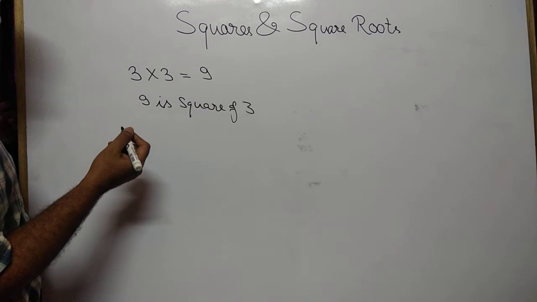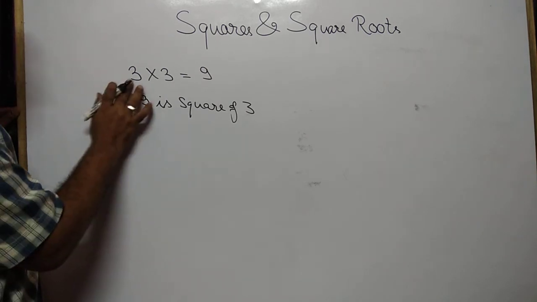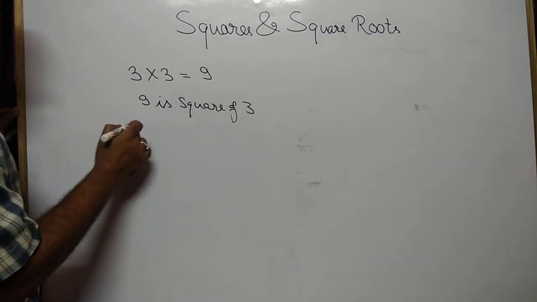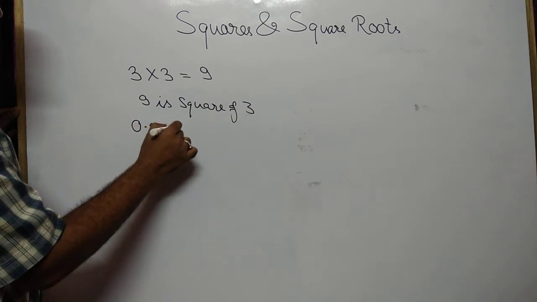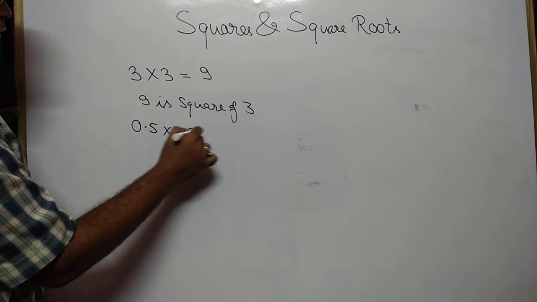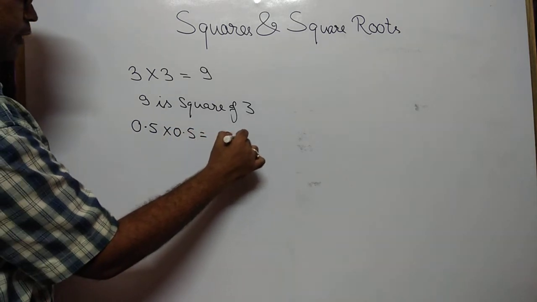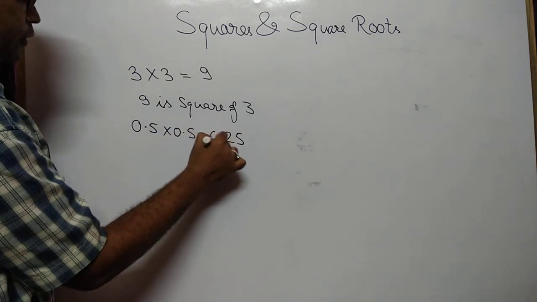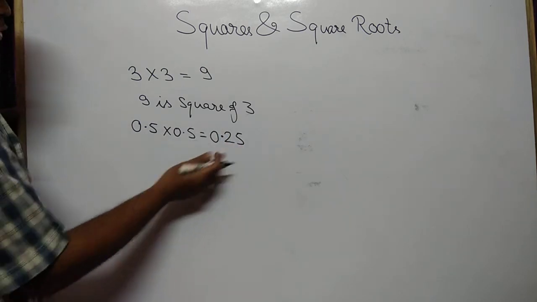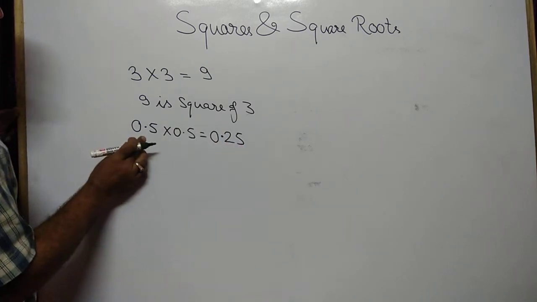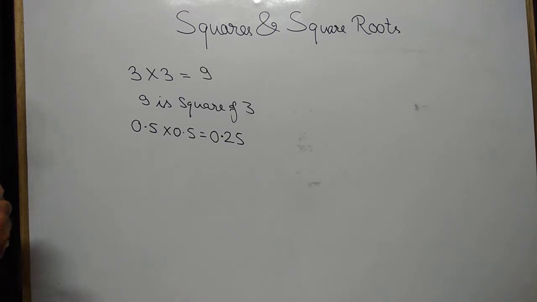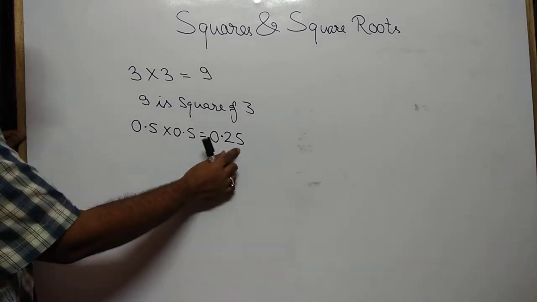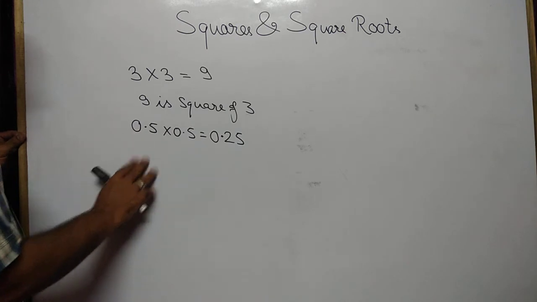Now, this number may be any number. Suppose I am taking one decimal number, 0.5, multiplied by 0.5. What do we have? We have 0.25. So 0.25 is the square of 0.5. This is the concept of square. 0.25 is the square of 0.5.